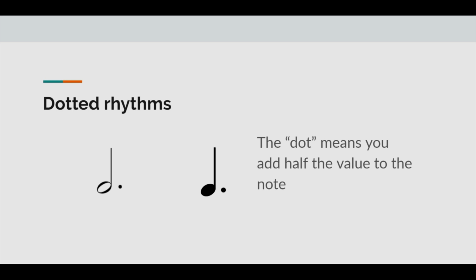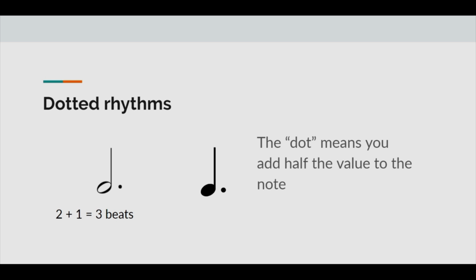And finally, you have dotted rhythms. So a dotted rhythm is when you take a note and you place a dot next to it. And the dot means that you add half the value of the note to the note. For example, a half note would last for 2 counts. Half of 2 is 1, and 2 plus 1 is 3. So the dotted half note would last for 3 beats.